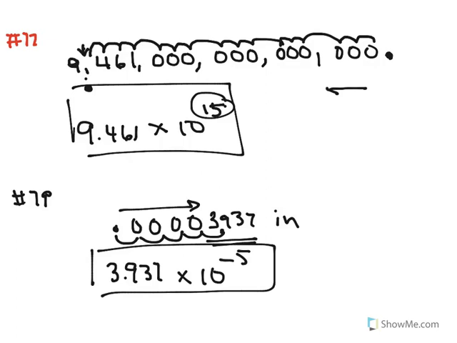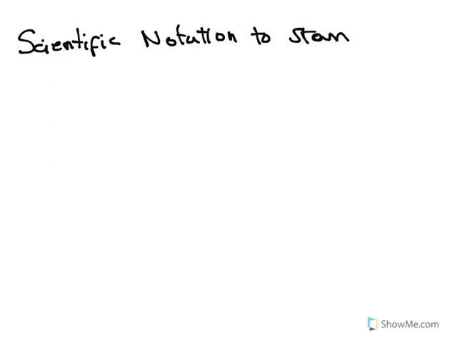Okay? All right. Now the question is, how do I go from scientific notation to a standard notation? So let's just see an example of a number that is written in scientific notation and see what we do to move it to a standard notation.